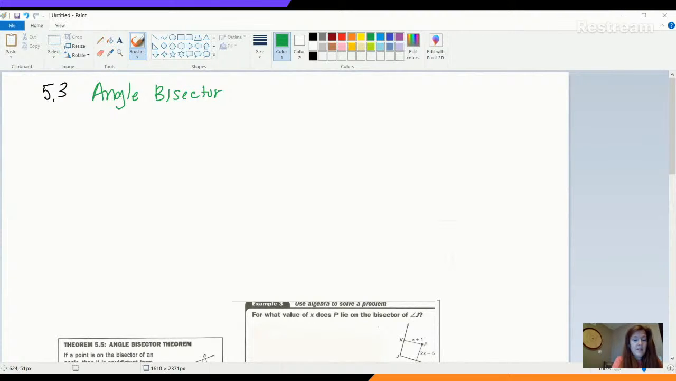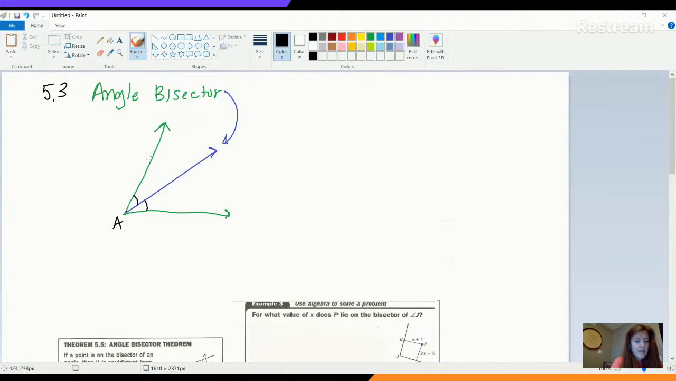An angle bisector is generally a ray, but it could be a line, a ray that divides an angle into two congruent parts. So let's say I have an angle, and I divide it into two equal parts. This blue ray would be my angle bisector, as long as these two angles are congruent. So it divides it into two equal parts.